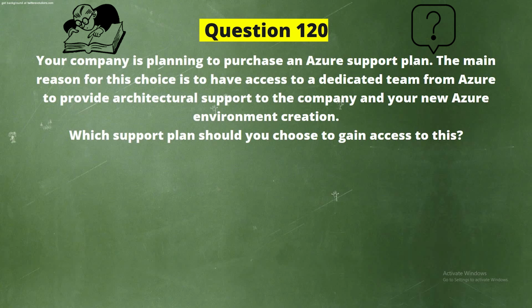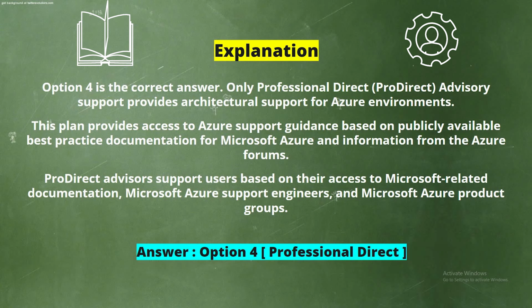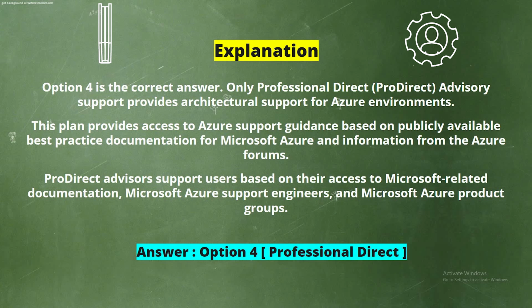And the options are: Option 1, Standard. Option 2, Basic. Option 3, Developer. And Option 4, Professional Direct. And the correct answer is Option 4, Professional Direct. Explanation. Option 4 is the correct answer.